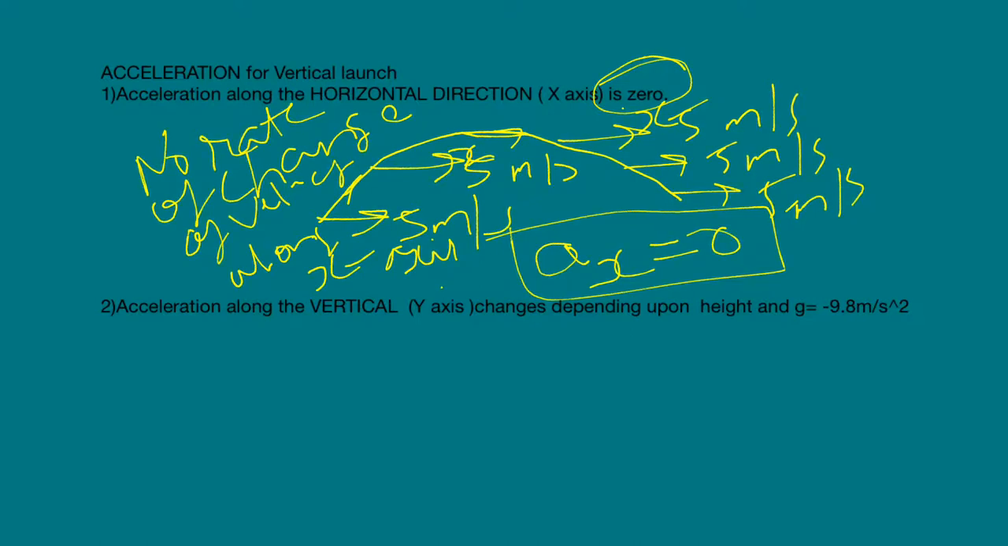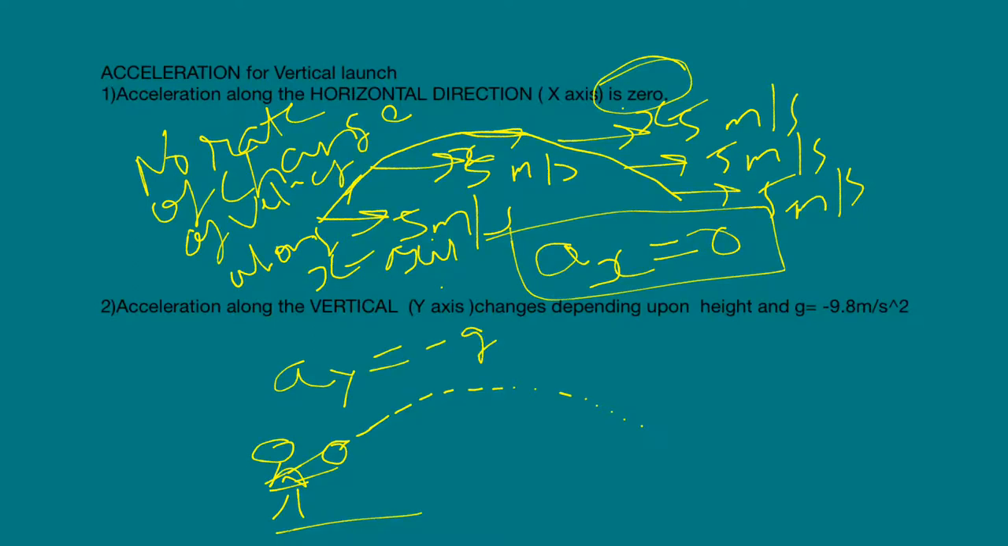Suppose a boy is throwing the ball upward, so it is going against gravity. The initial velocity is upward, so we have to consider this as minus g. So acceleration along the y-axis is minus g.